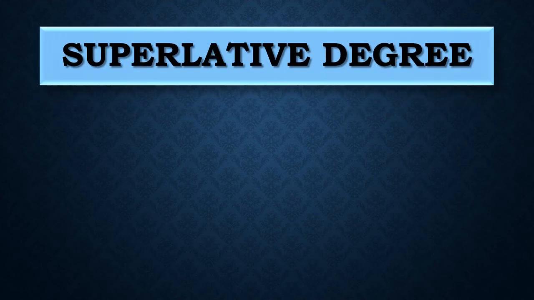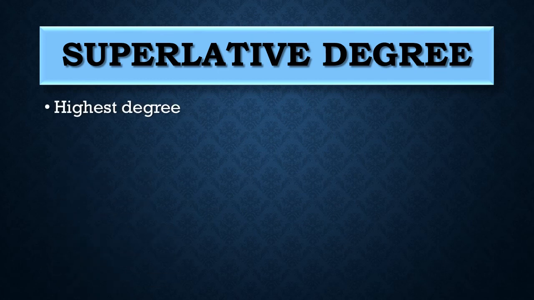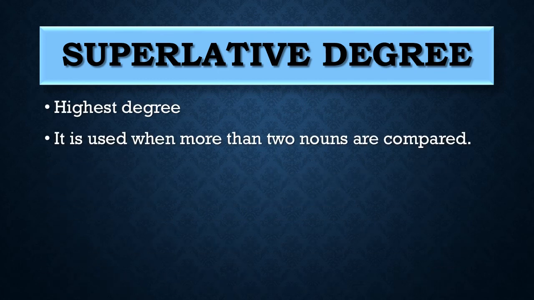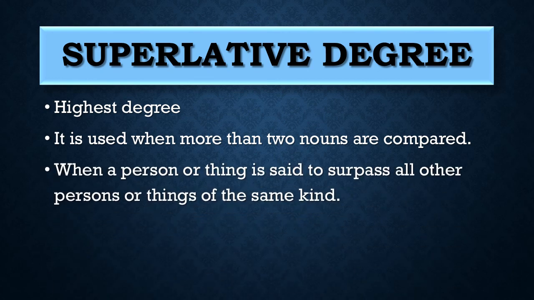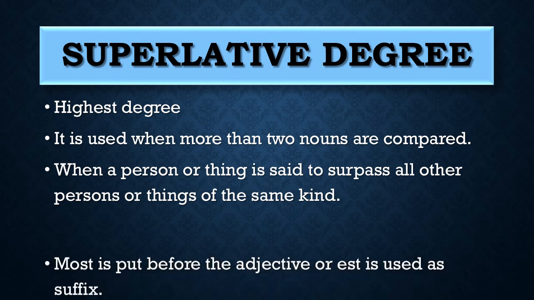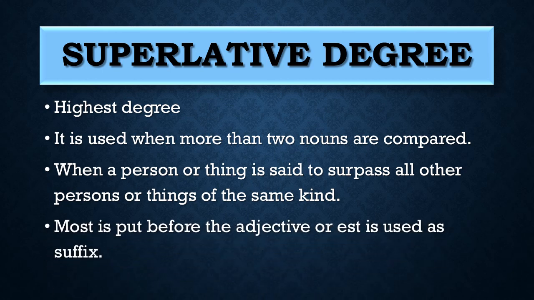The last degree of comparison is superlative degree. It is the highest degree. It is used when more than two nouns are compared. It is used when a person or thing is said to surpass all other persons or things of the same kind. Most is used before the adjective or est is used as a suffix of the adjective.